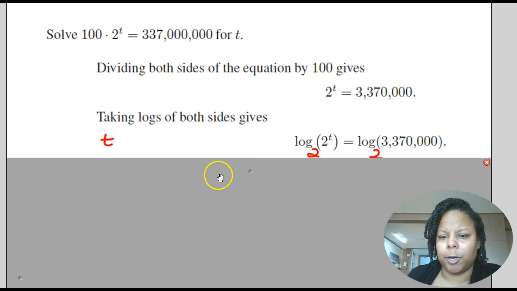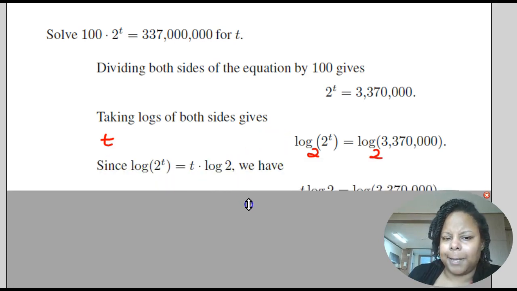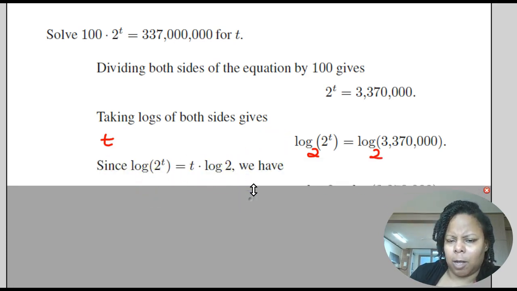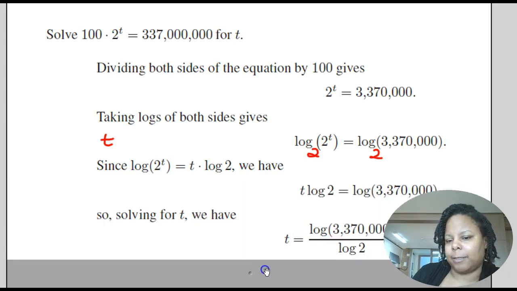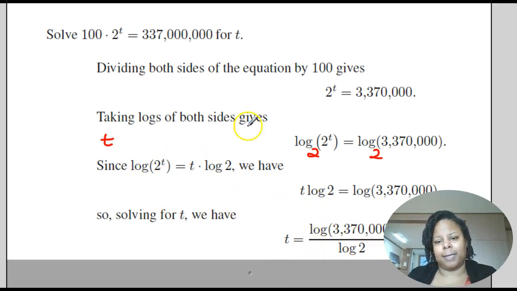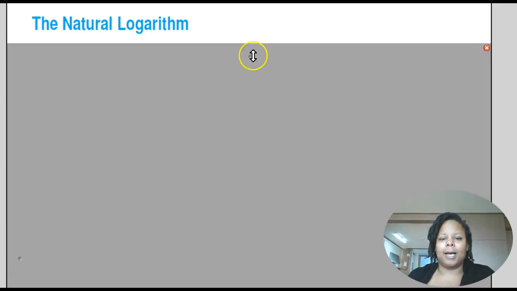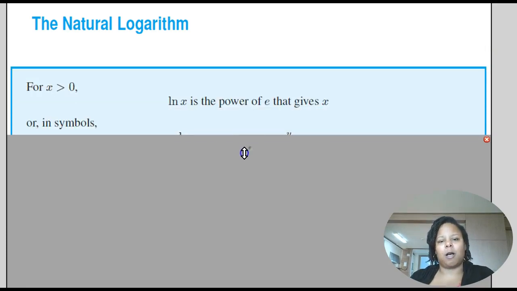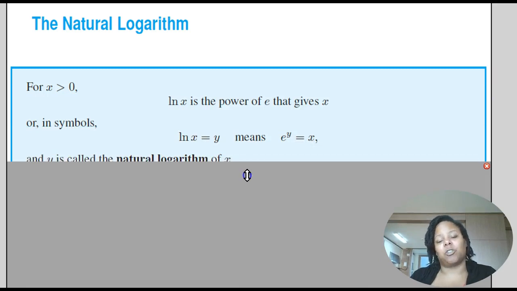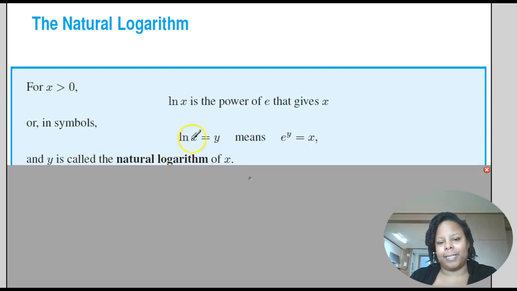If we go back over here, the book solved it a little differently by using a property of logs, the power property, but we still get the exact same answer. This property is called the change of base, but I think the other way, since we have the graphing calculator, is easier. Speaking of bases, if the base is e, then the log is the natural logarithm, and we call that natural log, or ln. I don't know why it's not nl, but it's ln.